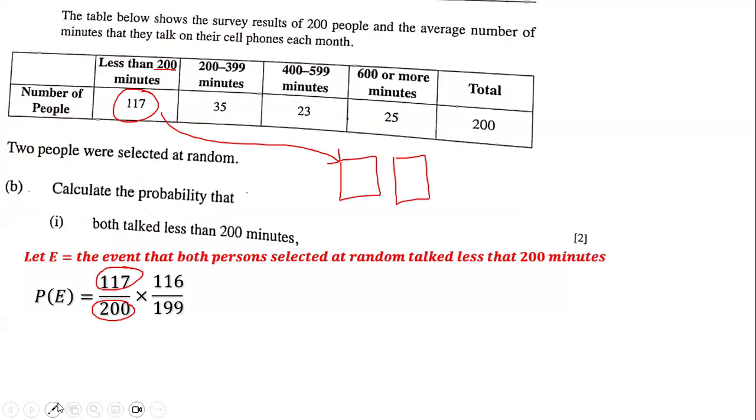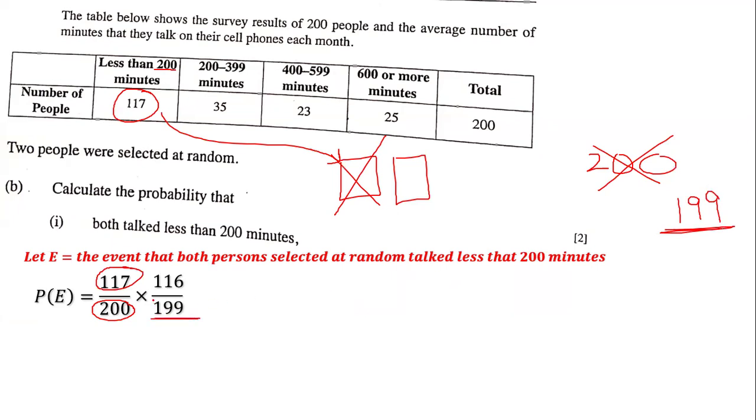Now, we already selected that first person. Since we already selected that first person, it is no longer 200 people to choose from, because we already selected one person. So we only have 199 people to choose from. That's why we have 199 right here, because there are only 199 people left to choose from when selecting the second person.